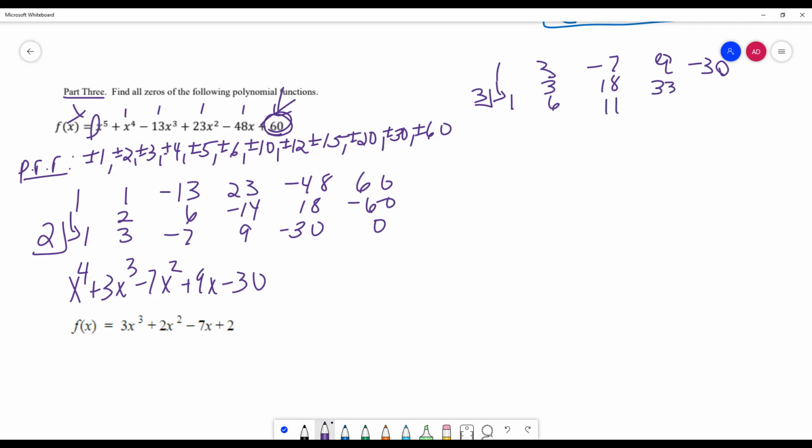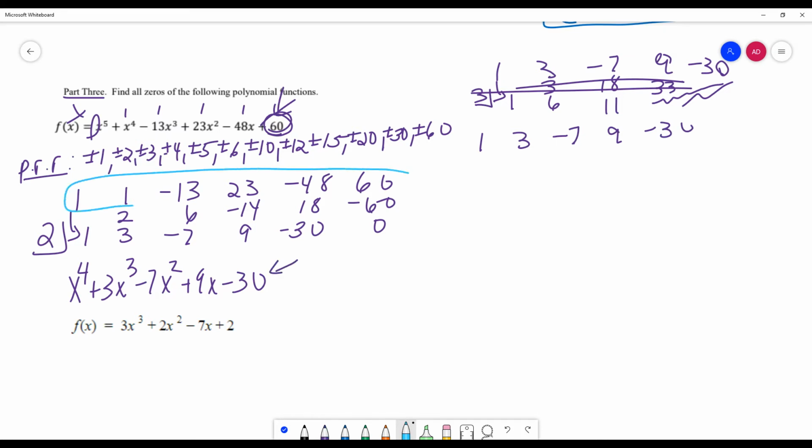This isn't going to happen, right? There's no way I'm going to get over here to a 15. So 3 doesn't work. So remember, go back. I have 1, 3, negative 7, 9, and negative 30. So I keep using these coefficients. I don't go back to the original coefficients because I've already depressed it to these coefficients. And that's where this one came from.